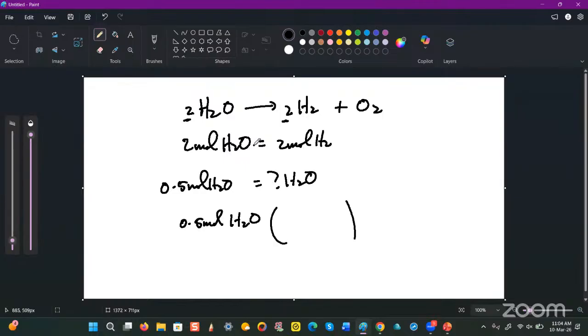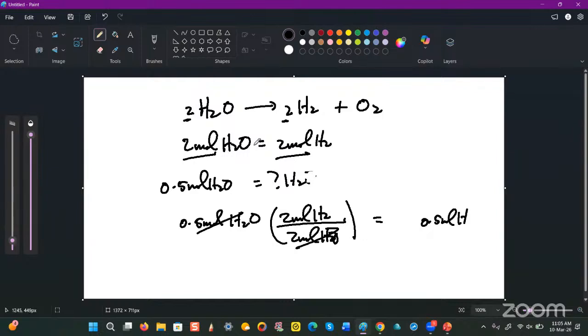So what you can do is multiply by a conversion factor, which represents the relationship between these two. So you're going to put 2 moles of hydrogen. Oh, I made a mistake here. There should be hydrogen here. Okay, so 2 moles of hydrogen over 2 moles of H2O. This will cancel out with that, and your answer would be 0.5 moles of hydrogen, right? So that's just a relatively simple example of the type of calculations we'll be doing this chapter, all right?